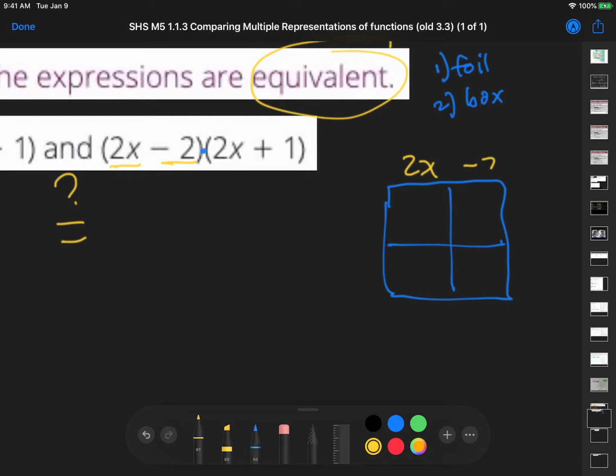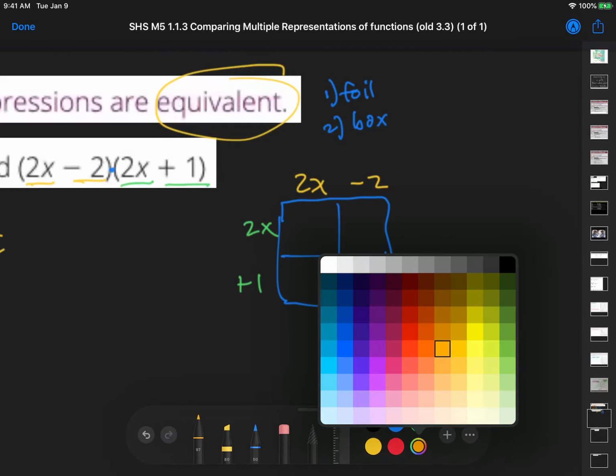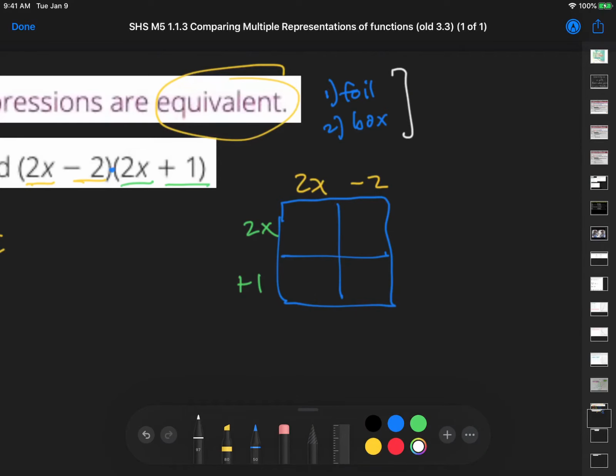2x minus 2, 2x plus 1. Oh, we did this in factoring, but now we're just going the other direction. Instead of having the inside going to the outside, we're going from the outside to the inside. All we're doing here is just like the FOIL method, you're going to do the same thing. You're going to first multiply, and then you're going to add or combine like terms. CLT, combine like terms. So let's do that.